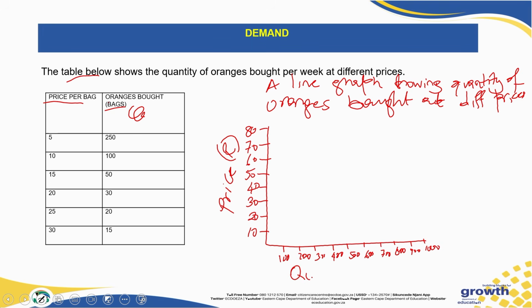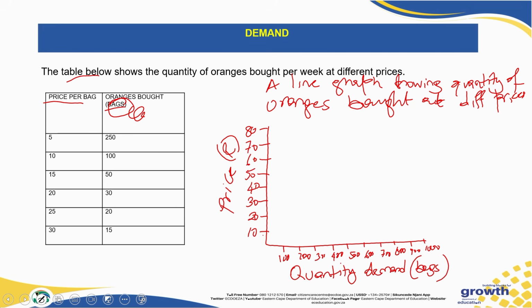Then let's label. This side, we have the quantity demanded in bags, because the units for our oranges is bags. Then now you need to start plotting using the information that you are given on the table. For example, we have price at 5 rands. What was the quantity demanded?